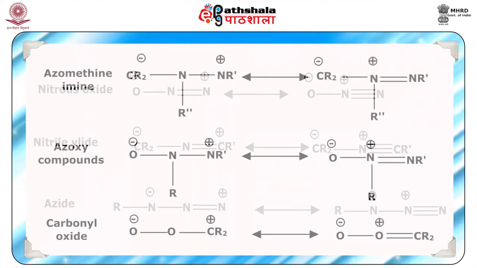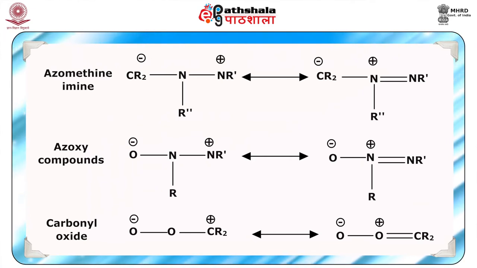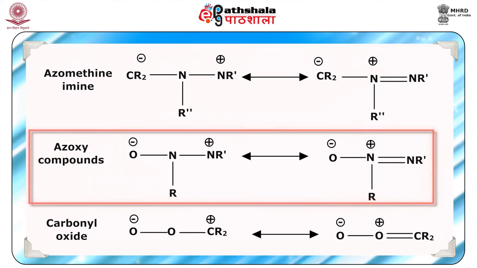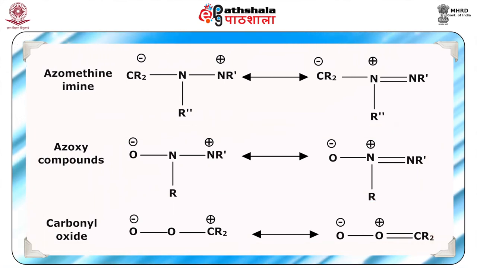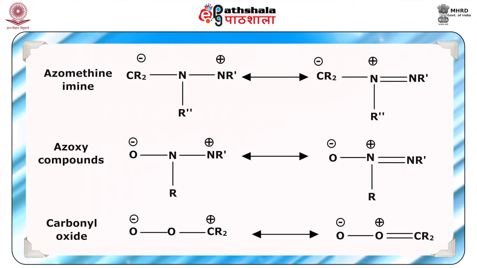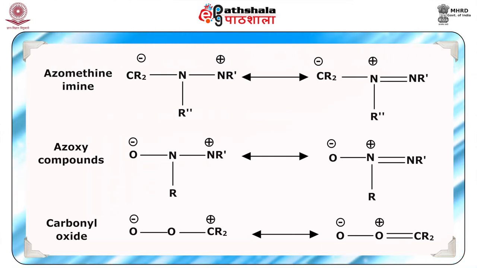The second category, that is B, are those molecules in which the dipolar canonical form has a single bond on the sextet atom and the other form has a double bond. Some of the common examples are azomethine ylide, azoxy compounds and carbonyl oxide. The structure of alkenes undergoing 1,3 dipolar addition influences the cycloaddition reaction as well. The reactions are concerted, one step, and proceed with a stereospecific syn mechanism.